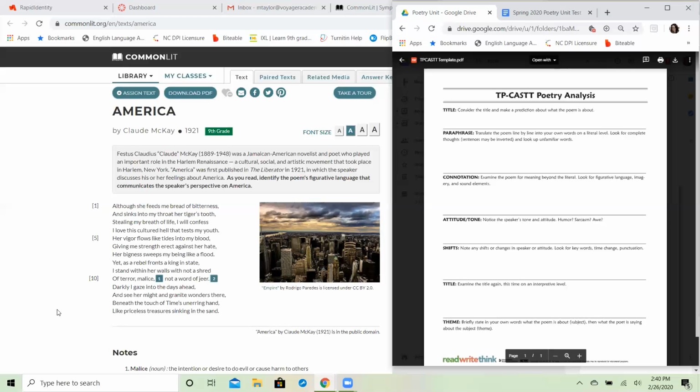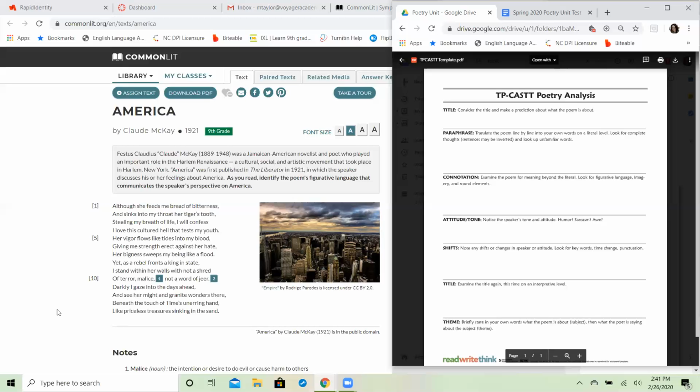The attitude in the poem, what is the speaker's attitude? Looking at the latter part of the poem, lines 9 and 10, I stand within her walls, not a shed of terror, malice, not a word of jeer. The speaker of the poem seems to be conveying a sense of strength, a sense of dignity, that despite all of the discrepancies between what they thought about America and the realities of their situation, they're firm in how they feel and they are hopeful in what could one day become of their future.